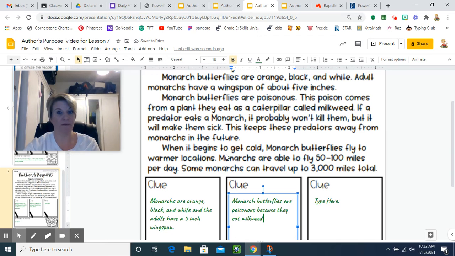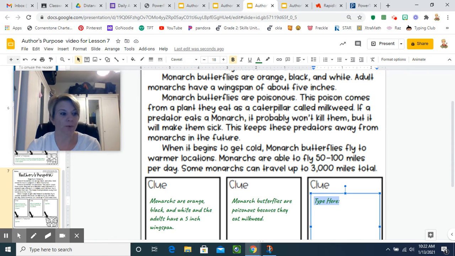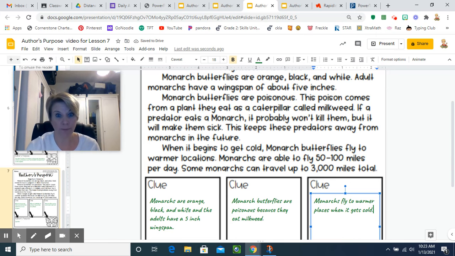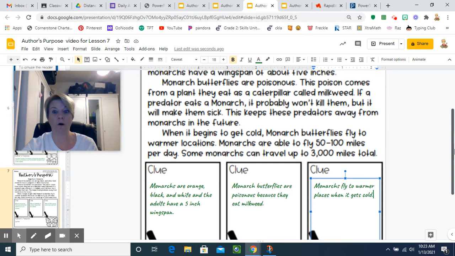All right, now if I go to my third paragraph, I can get a third clue. So remember it talked about how they fly to warmer locations when it gets cold, and it tells us how far they could possibly fly. So I'm going to say monarchs fly. They don't flew. They fly to warmer places when it gets cold. Okay? So those three clues are all facts.